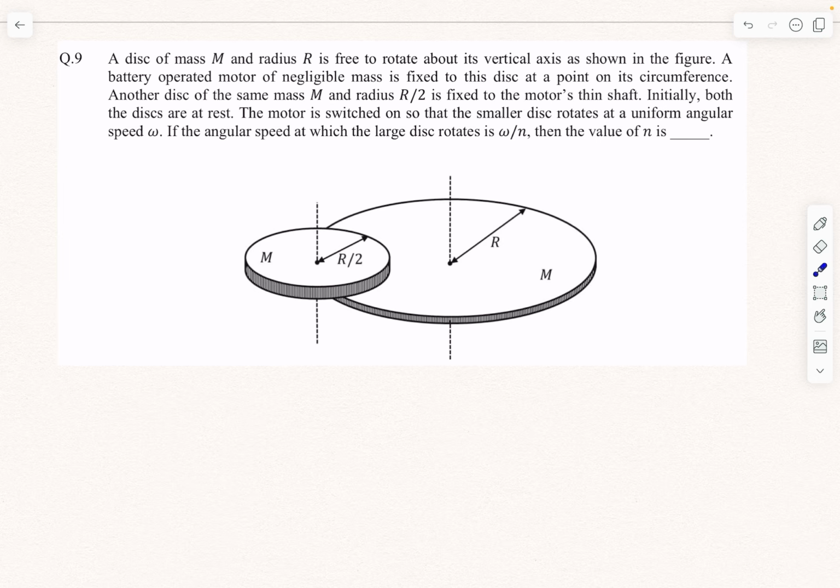Yeah, this last line over here, guys, that the smaller disk rotates at a uniform angular speed of omega, can be perceived in two ways. Either the omega can be the omega with respect to the rotating frame, or it can be the omega with respect to the ground frame observer. I'll explain what those two actually mean, and analyze both of the situations separately. So now let's begin with the solution.